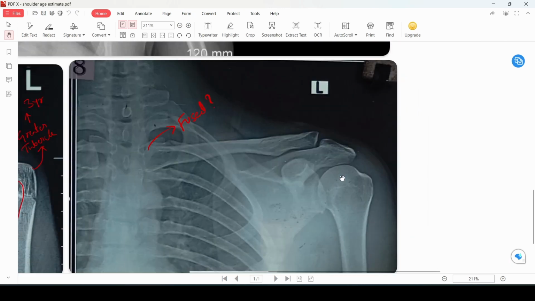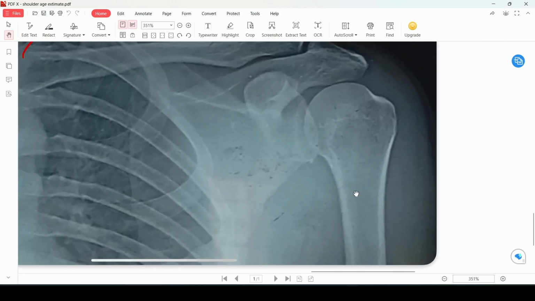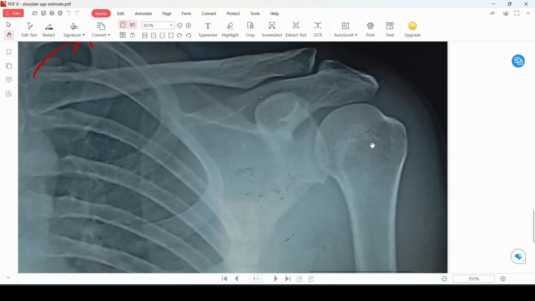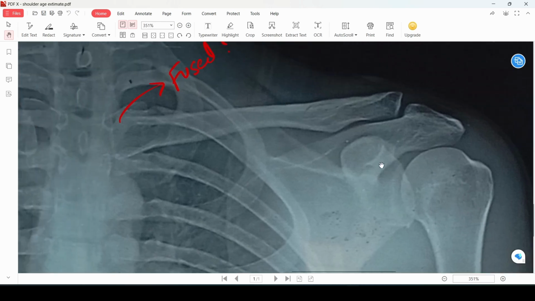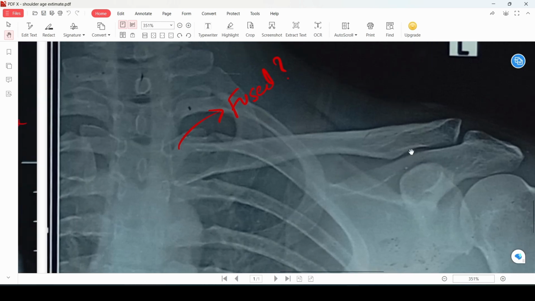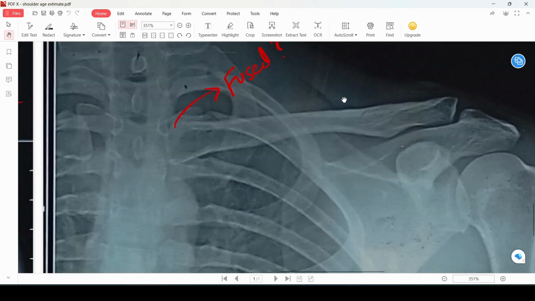You can easily see here that this is very smooth. All the bones are properly fused. There is no mark here, there are no demarcation points. So we can say 100% this is more than 18-19 years of age. From this part only we can say this person is more than 18 or 19. Then anything else we can see? We can see a good prominent acromion process. So definitely it has crossed that 11, 12 years range.